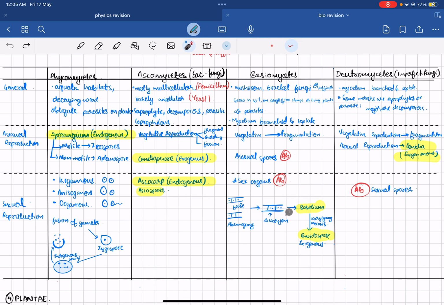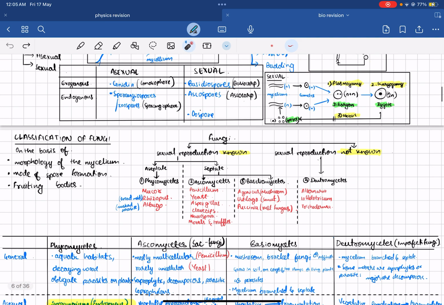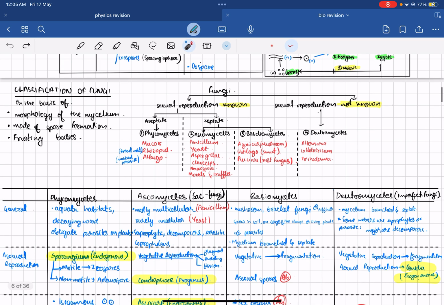Next, Deuteromycetes. Here the mycelium is branched and septate. Everything other than Phycomycetes is septate and branched, while Phycomycetes is aseptate or unbranched.